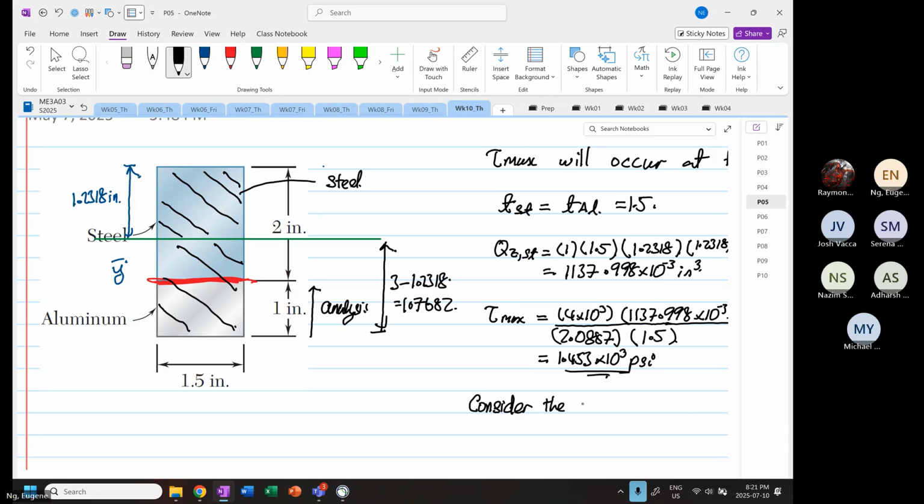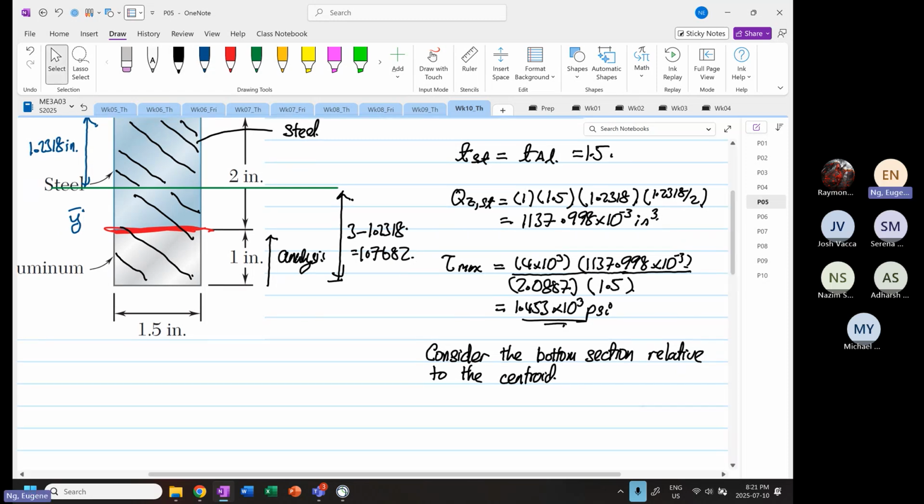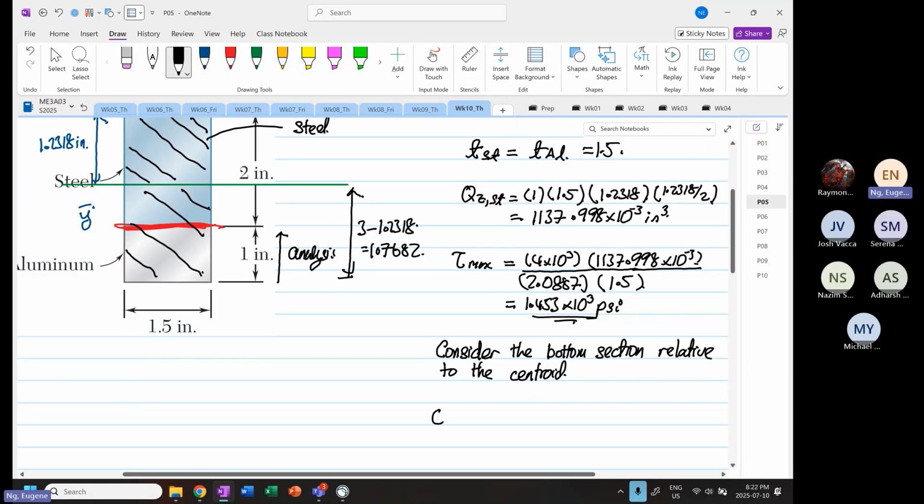the bottom section relative to the centroid. As I said, I've not done it before. So we can do this. So the Q is equal to the Q of aluminum plus the Q of steel.